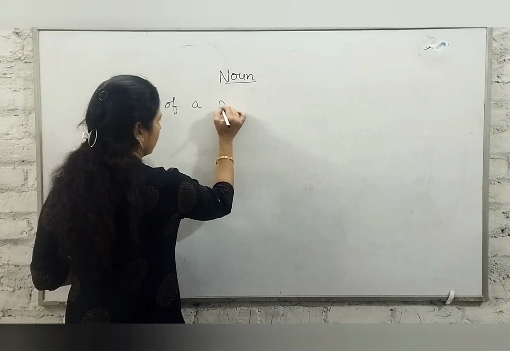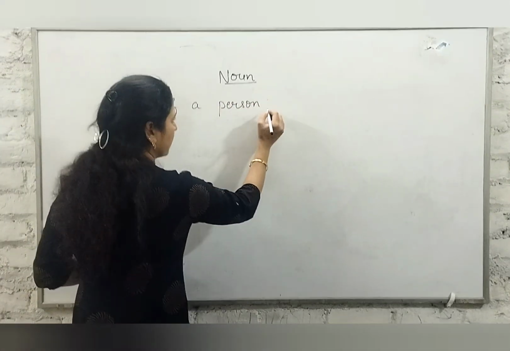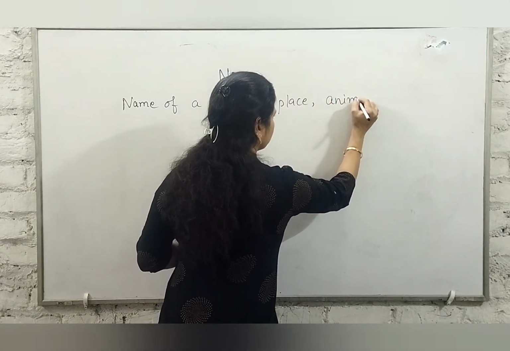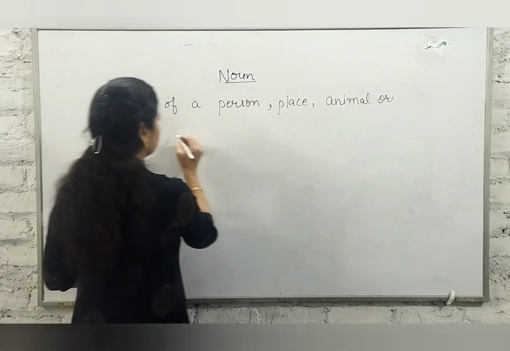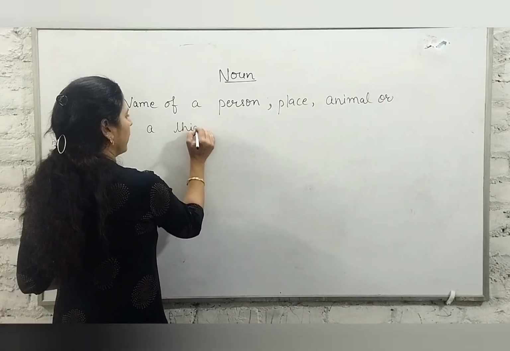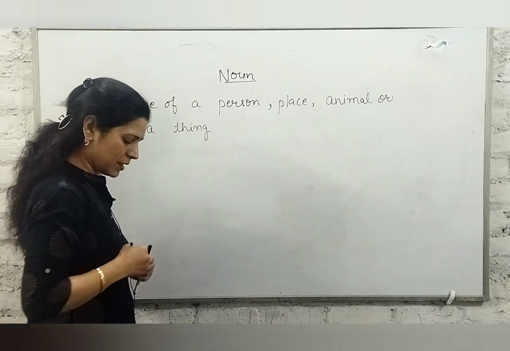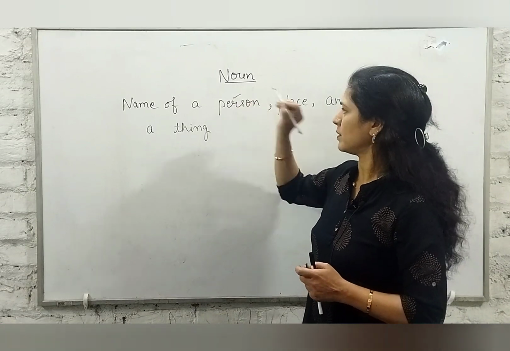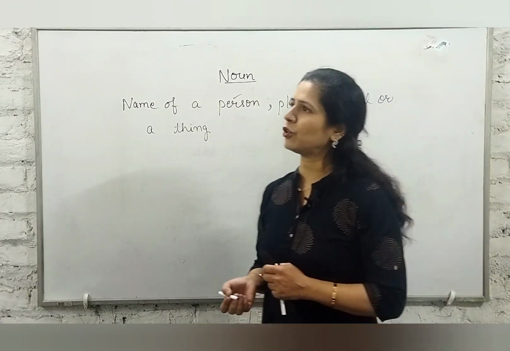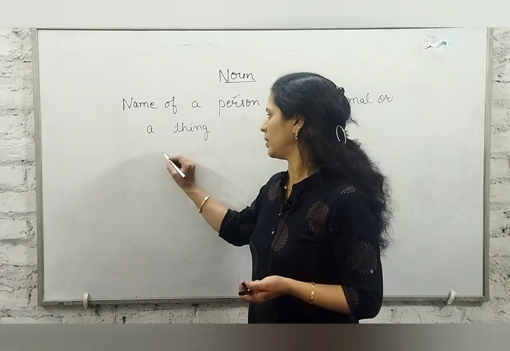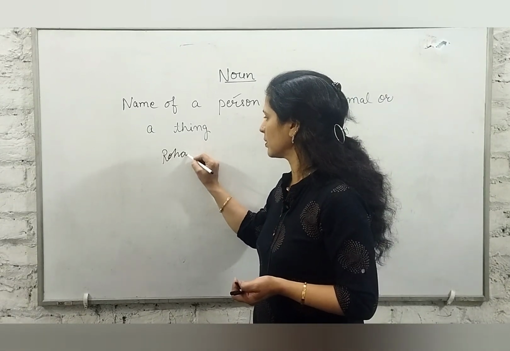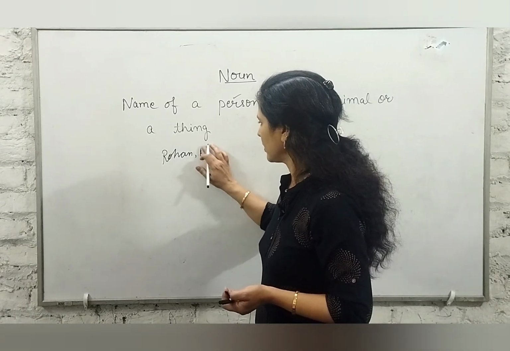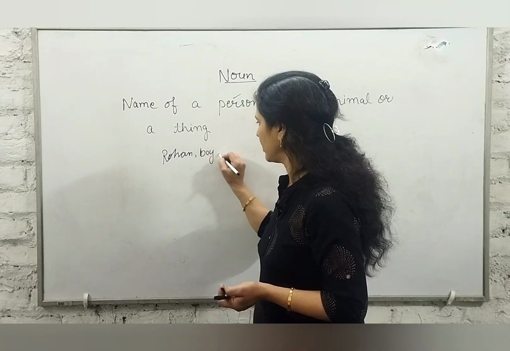Name of a person, place, animal, or a thing. Isn't it easy? Right? So let's take a few examples of the names of a person. When I say you have to talk about a person, maybe I'm talking about Rohan. Maybe I'm talking about a boy, right?